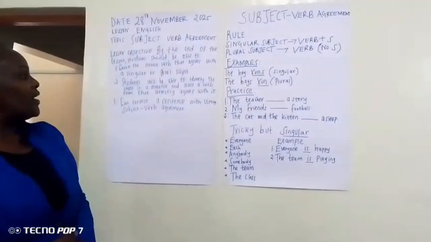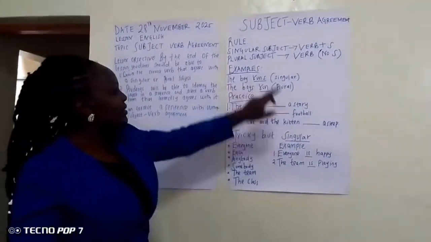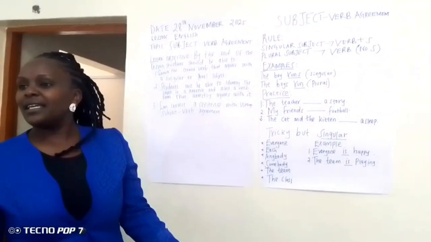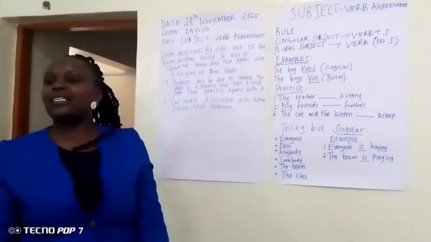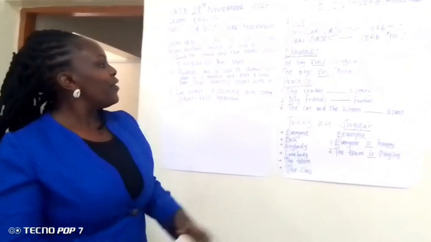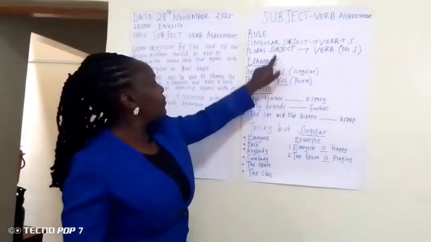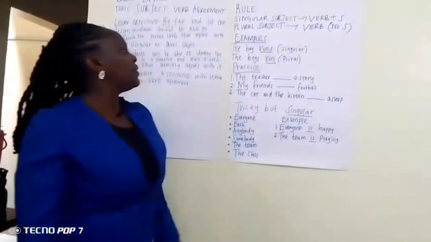Let us look at the following sentences. The first sentence: the boy runs. Where is the subject in this sentence? Yes, Jane. The boy. That is the subject. Is it singular or plural? It is singular. And therefore, you can see that runs has an s, because we said for singular subjects, we add s to the verb.